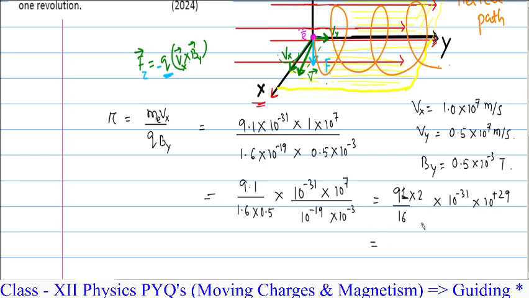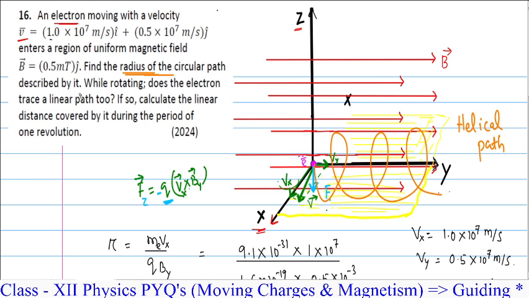Okay, so finally how much will we be getting? We'll be getting 11 point something, so let it be 11.37 into 10 to the power minus 2. So this will be in meter here. So finally the radius of the given circular path that we are getting is 11.37 into 10 to the minus 2 meter. Okay.